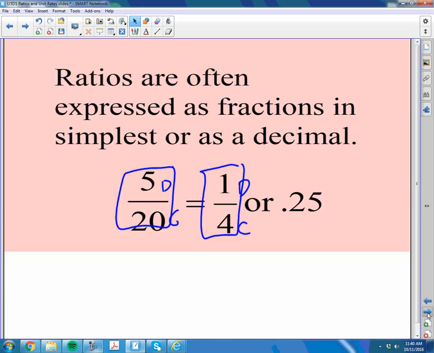For each 5 dogs you have, you have 20 cats. Yeah, for every 5 dogs you have 20 cats, which means that for every 1 dog you have 4 cats. That's a lot of cats.